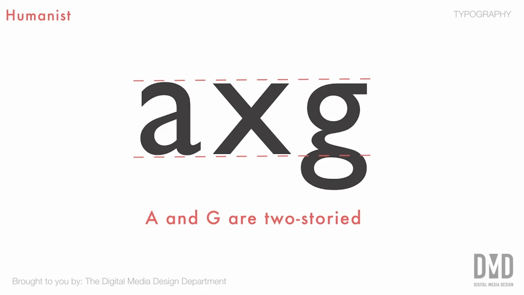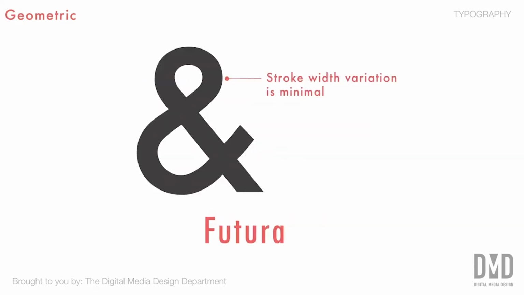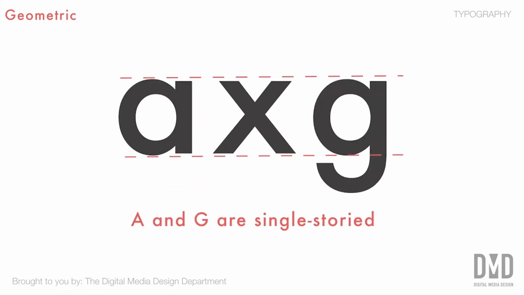Another unique feature of the Humanist typeface is the A and the G are what we call two-storied. The G also has an ear and the loop is open. I will contrast this with the single-story typeface next when we discuss geometric. Last we have geometric, and this typeface is Futura. There is very little variation in the stroke width, and here you'll see that the A and G are single-storied, unlike the Humanist style that is double-storied.